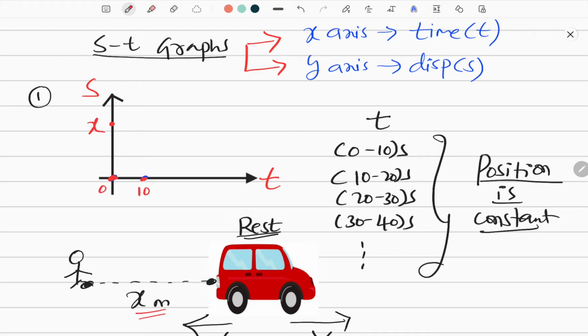0 to 10 seconds when it was observed, it was at x only, and 10 to 20 also it was at x only, and 20 to 30 also it was at x only. And if you draw any graph like this, you'll get a straight line, no?